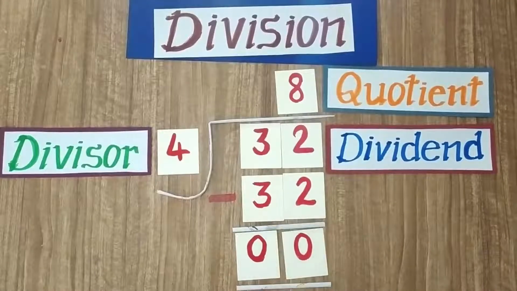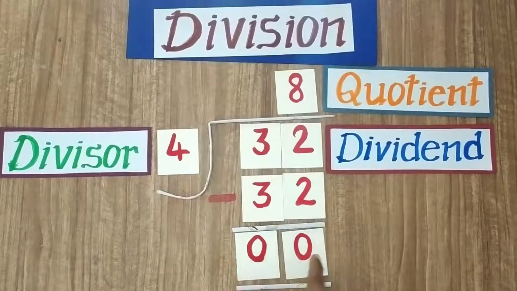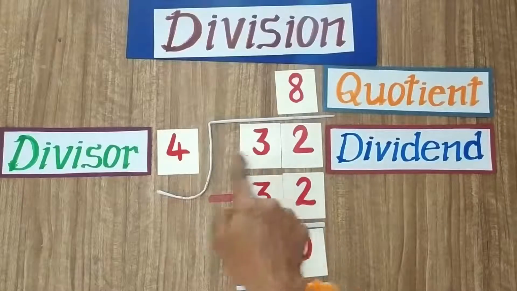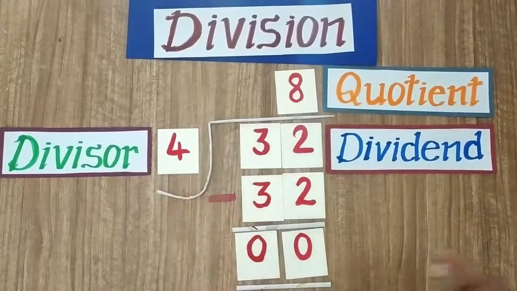In this sum, the number is completely divisible, we can tell, because here we got 0 after dividing. So this 32 is exactly divisible by 4.